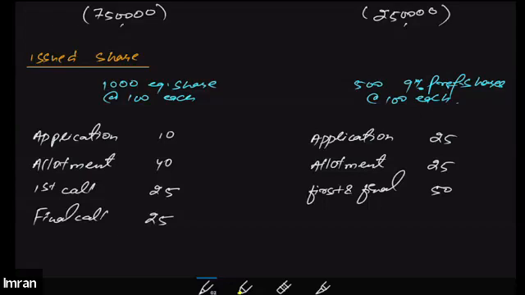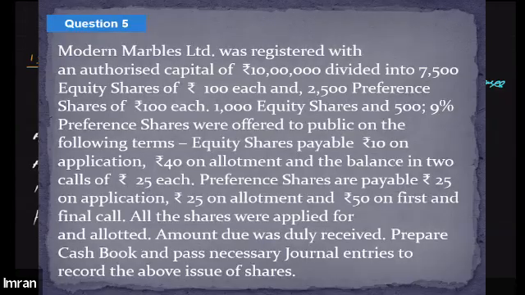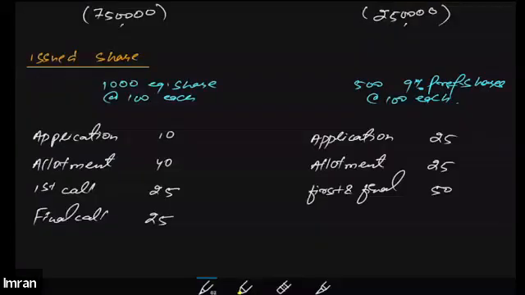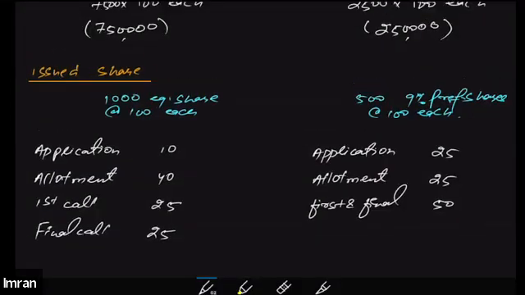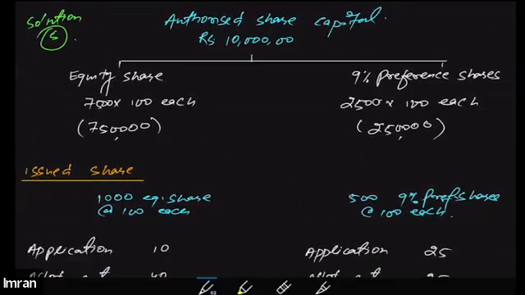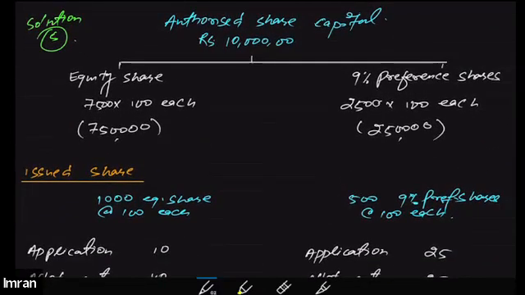Okay, everyone. And question is asking us to pass the journal entries, as well as prepare the cash book in this question. So that simply means that we won't be passing the journal entry for the receipt of application, allotment, first call, final call, or any other thing. We will just be passing the journal entry for making it due. No entry for the bank or cash will be done. I hope this is clear, everyone. Is this question clear until now? Yes, sir.